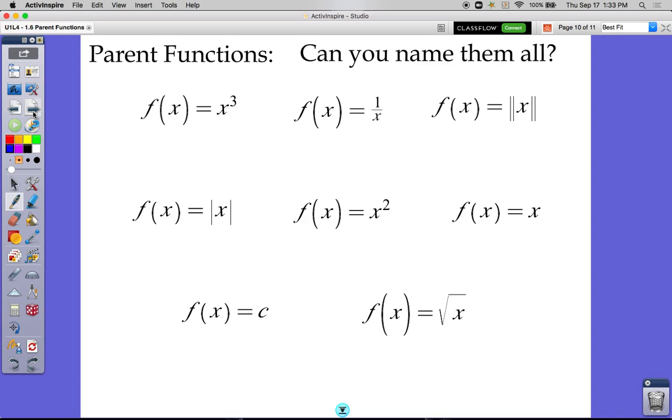Here we go. X cubed. What is x cubed? What is that called? That is the cubic function. What is f of x equals 1 over x? That is the reciprocal. What is this one with the double bars and so on? This is called the greatest integer, or the step.